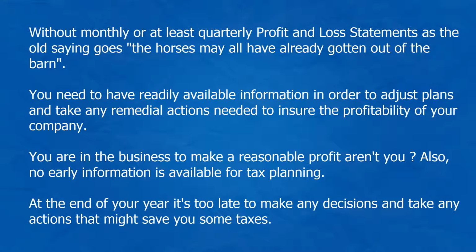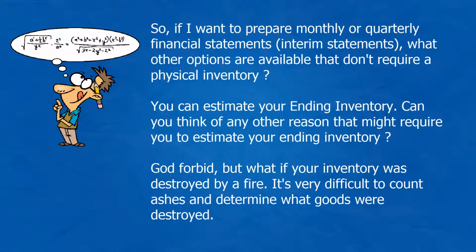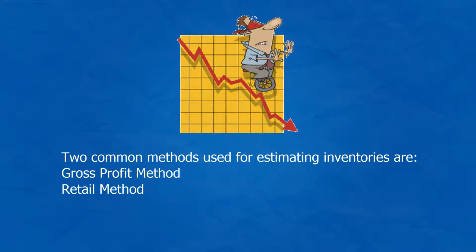So, if I want to prepare monthly or quarterly financial statements, interim statements, what other options are available that don't require a physical inventory? You can estimate your ending inventory. Can you think of any other reason that might require you to estimate your ending inventory? God forbid, but what if your inventory was destroyed by a fire? It's very difficult to count ashes and determine what goods were destroyed. Two common methods used for estimating inventories are: gross profit method.